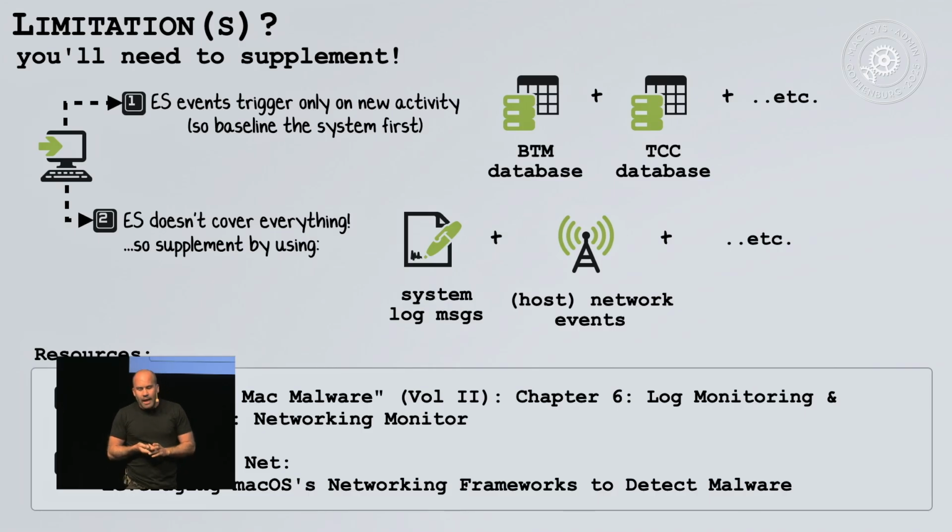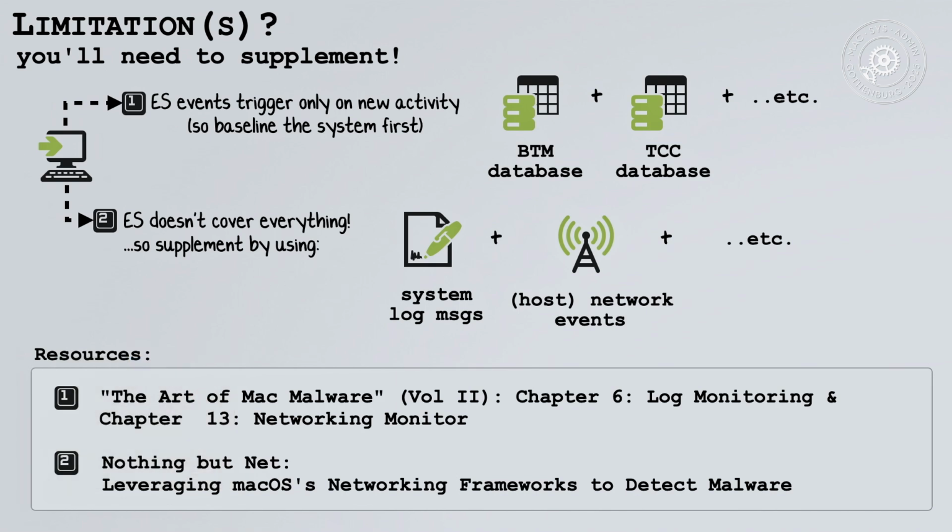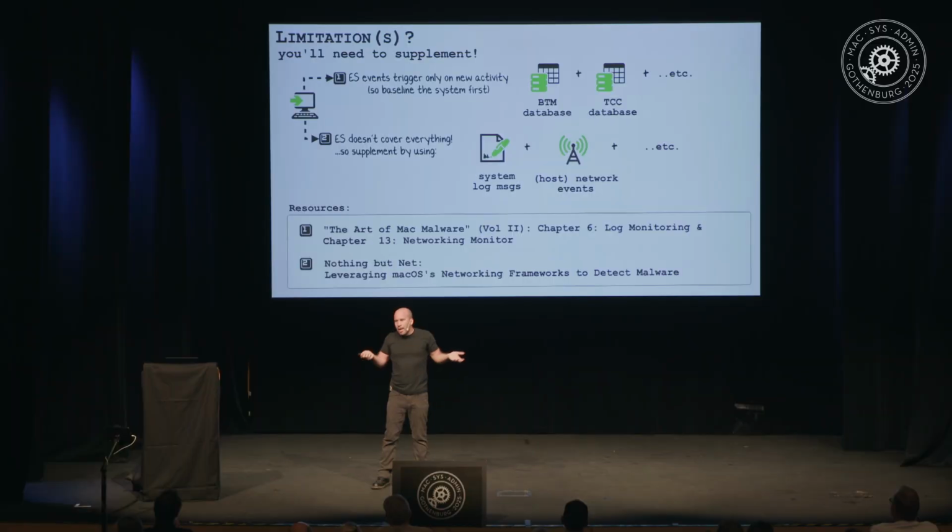Also, by design, endpoint security only triggers on new events. It's a real-time monitoring framework. That means once your security tool is installed on a new system, something that's already there is probably not going to be detected. So you're probably going to have to do things like enumerate persistent items yourself or dump the TCC database yourself. I wouldn't say this is a shortcoming of endpoint security. It's outside its scope, but it's good to be aware of.